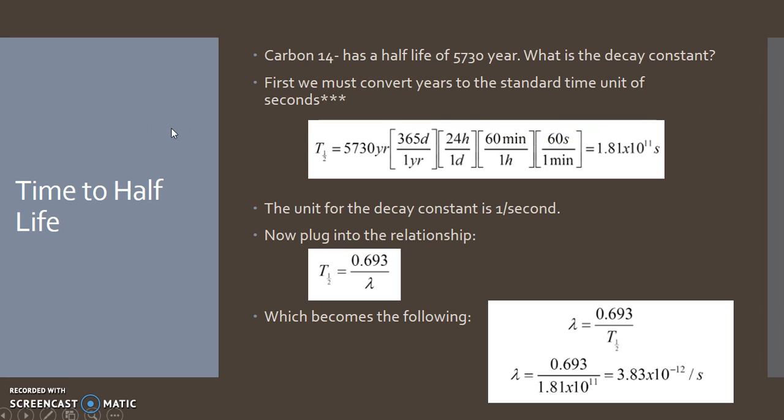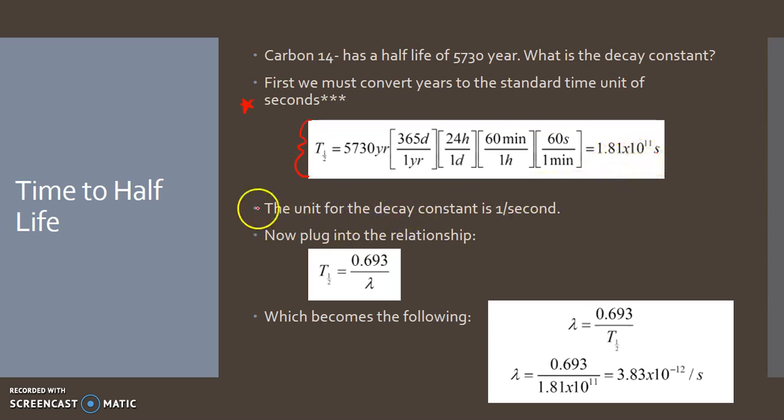So we know that carbon-14 has a half-life of 5,730 years. What is the decay constant? First we have to convert years to the standard time unit of seconds. This is really important, and most students forget to do this step. So we have to convert how many seconds are in that 5,730 years. This formula right here is the conversion formula. So it would be 1.81 times 10 to the 11th seconds.